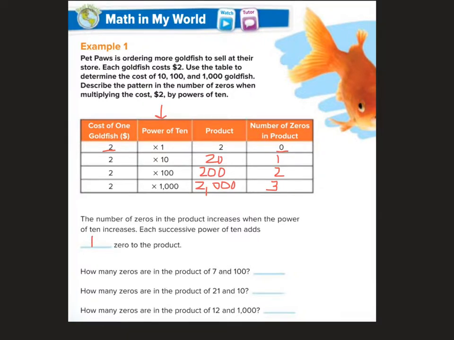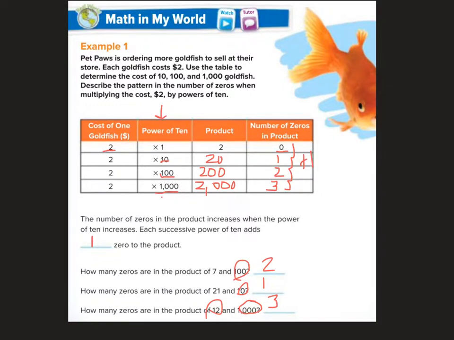When I went from 1 to 10, I added a 0. When I went from 10 to 100, I added a 0. When I went from 100 to 1,000, I added a 0 each time. So each time I go up, I add 1 zero. How many zeros are in the product of 7 and 100? There are going to be 2, because there are 2 zeros in 100. How many zeros are in the product of 21 and 10? 1, because there's 1 ten, so there's going to be 1 zero on the end. If I'm multiplying by 100, there are going to be 2 zeros on the end.